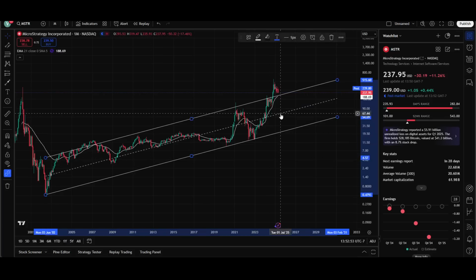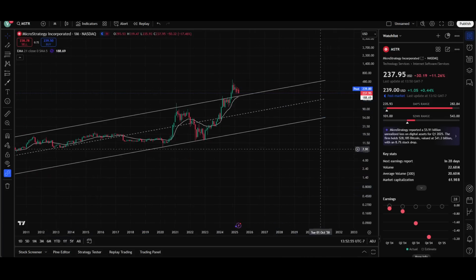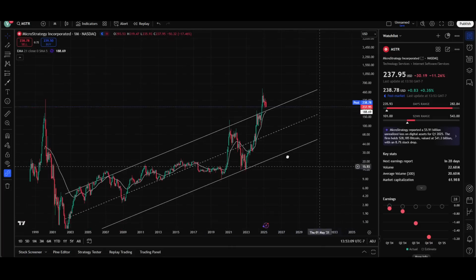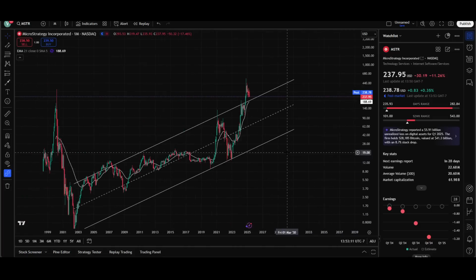If you drag this line down a little bit lower, then the price is right around that EMA, 193. So again, maybe we bounce at that level right about there. 193, 189, doesn't really matter. High 100s, low 200s is probably the next target for MicroStrategy.